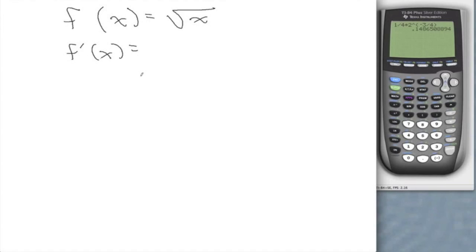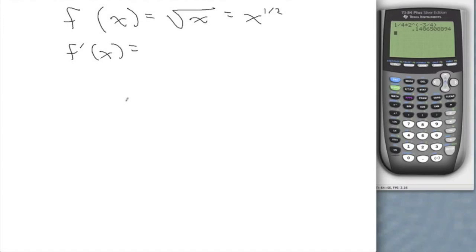X to the 1/2. Now, I think you got confused there. This is the derivative, but you just told me another way to write the original function. Remember, x to the 1/2 is not the derivative. It's just another way to rewrite the original function. We haven't actually taken the derivative yet.